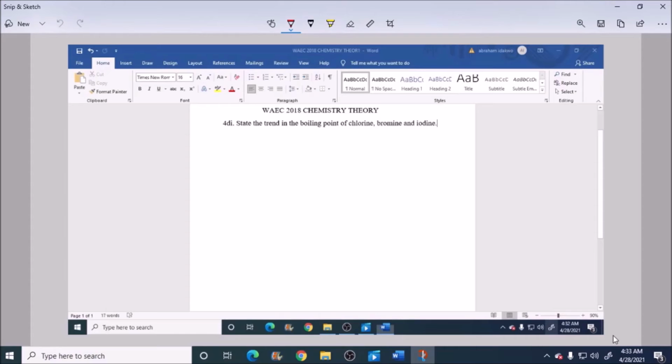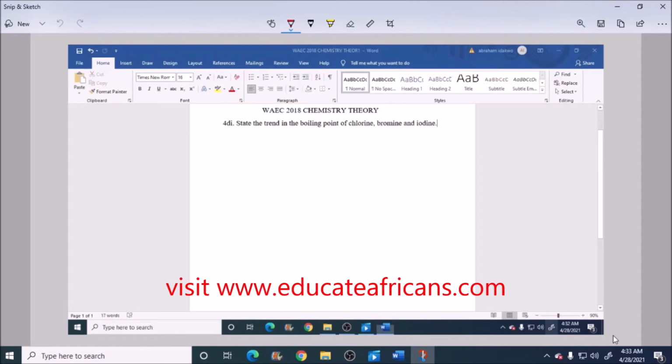Today I'll be answering WAEC 2018 chemistry theory, question 4D Roman figure 1. State the trend in boiling point of chlorine, bromine and iodine. You should not forget that from the periodic table we have some properties like electronegativity, ionization energy, electrical conductivity. Also we still have boiling point as one of the properties we have in the periodic table. Then the boiling point of group 7 elements in the periodic table increases down the group. Starting from fluorine, chlorine, bromine, iodine and astatine, the boiling point increases down the group.